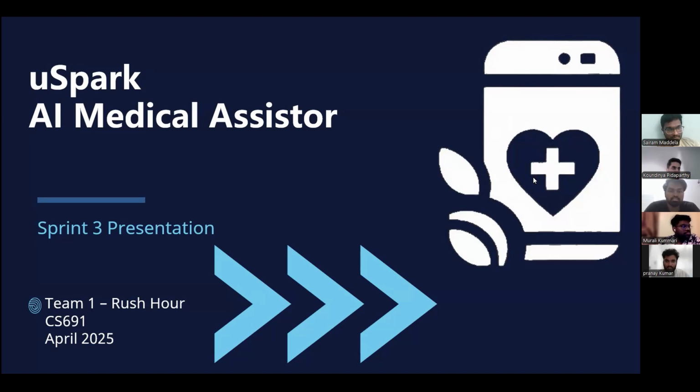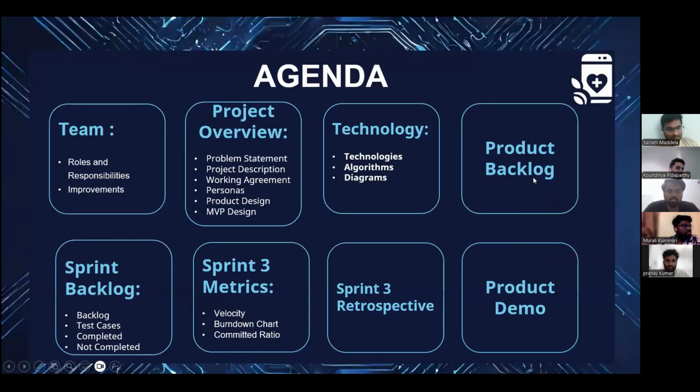So in this presentation, we'll be giving an entire briefing of our project. Coming to the agenda, we'll be discussing the roles and responsibilities of our entire team, and we'll be giving the entire project overview. We'll briefly discuss the technologies and the architectural diagrams of the project, and a briefing about the product backlog along with this particular sprint's metrics and the sprint backlog as well. And we'll be ending with the sprint retrospective and the product demo.